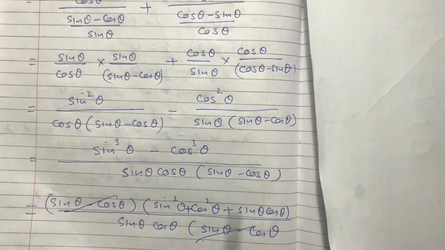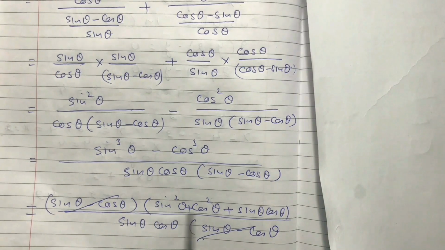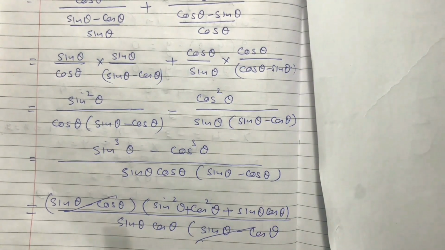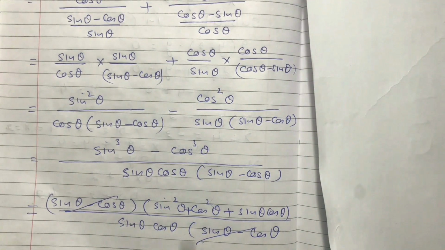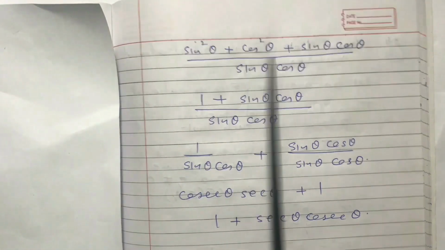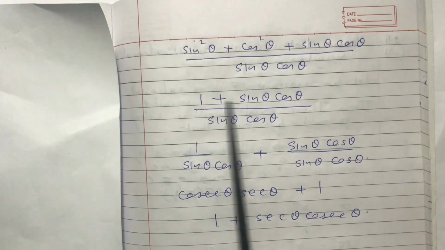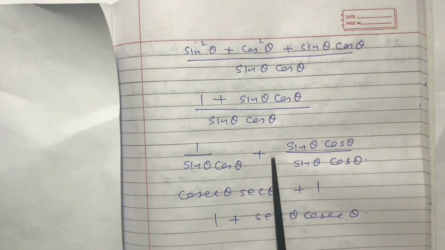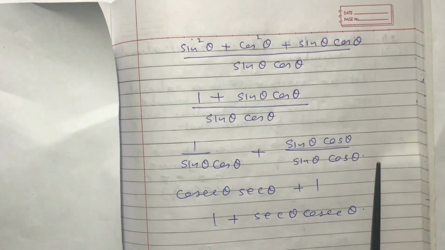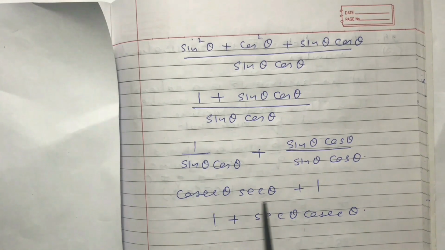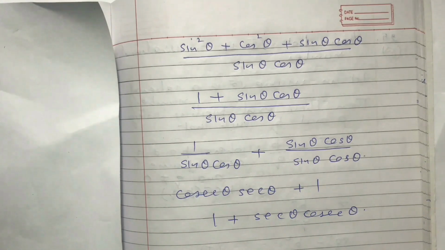So I have written it like this because then this becomes 1, and this is cancelled. On the next page I have solved this. Now this is 1 plus sin theta cos theta upon sin theta cos theta. This can be written as 1 upon sin theta cos theta plus sin theta cos theta upon sin theta cos theta. So this is equal to sec theta plus 1. So that is the result you want. So left hand side is equal to right hand side.